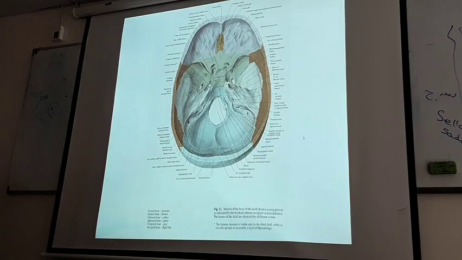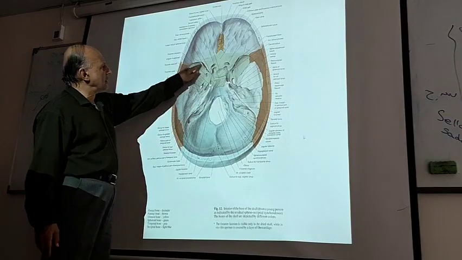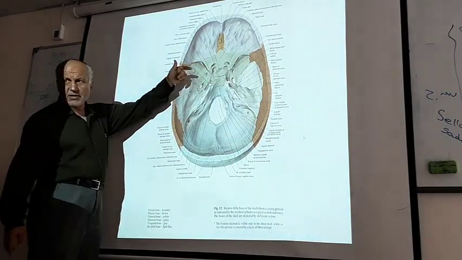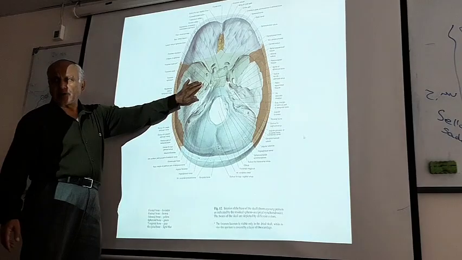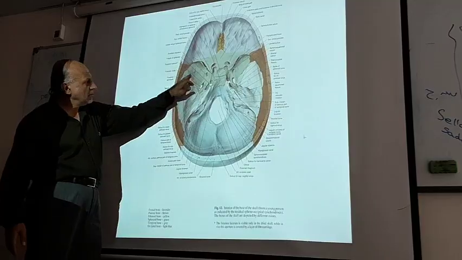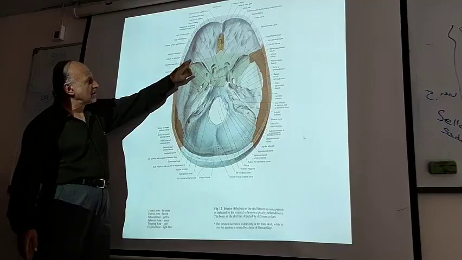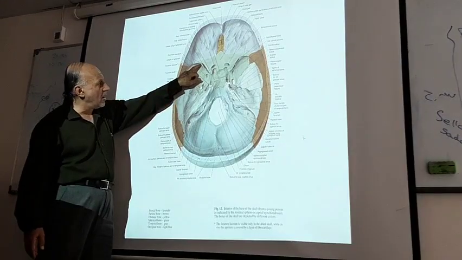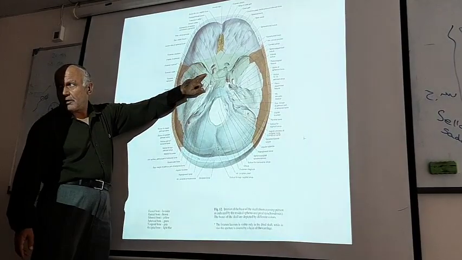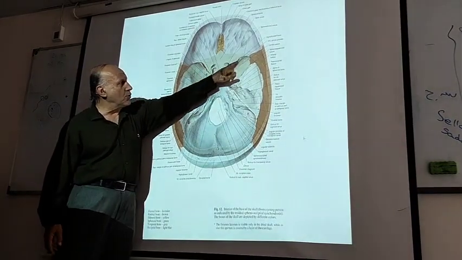Now, I want to speak about the greater wing. You must pay very careful attention here. This is the greater wing. It has two surfaces, internal and external, and two borders, anterior and posterior. A part of the anterior border is articulated with the frontal, but another part is with the lesser wing, and between them we have the superior orbital fissure.